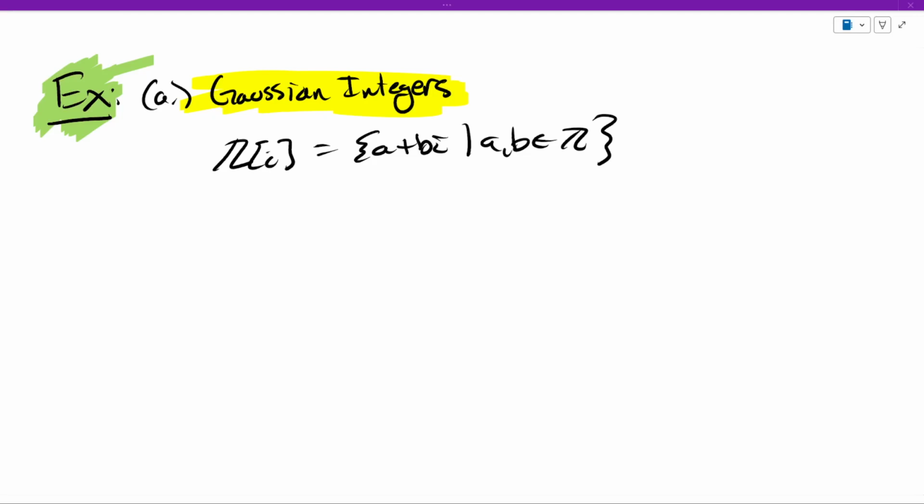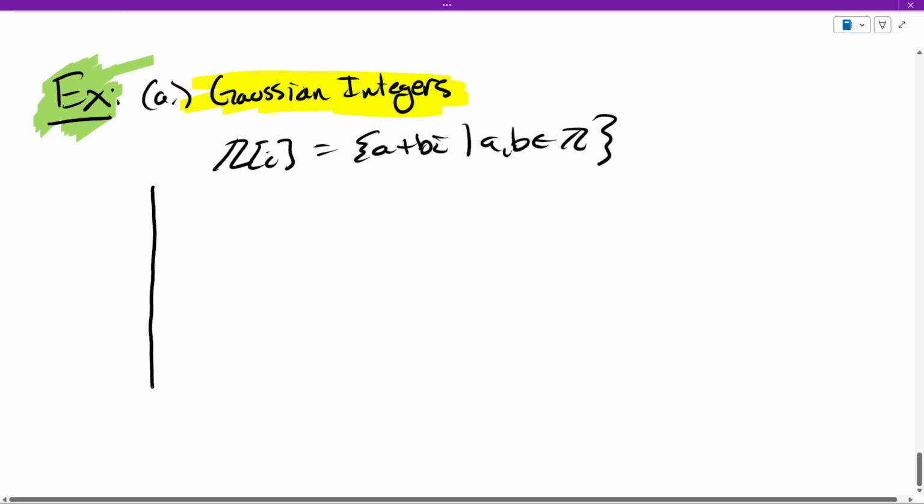Okay, let's apply the subring and subfield test to two examples here. The first example we're going to look at is the collection of Gaussian integers. Gaussian integers are the complex numbers that have integral real and imaginary parts. So that's what they are as a set.